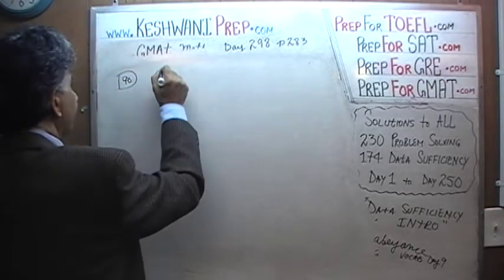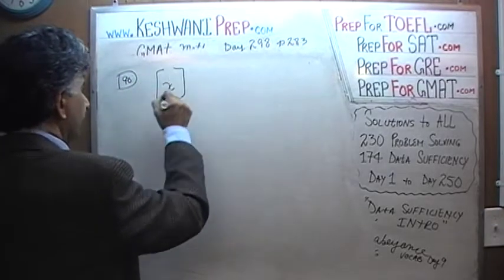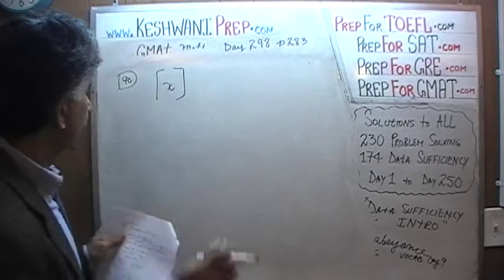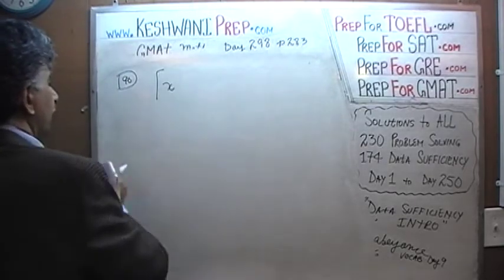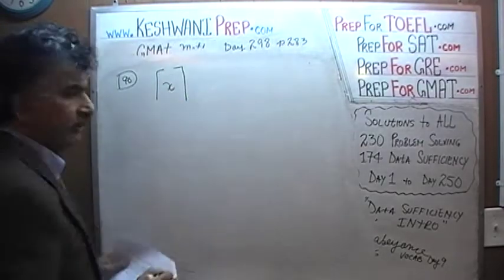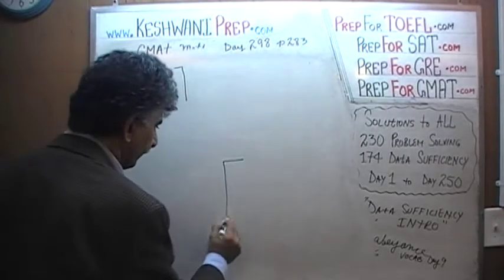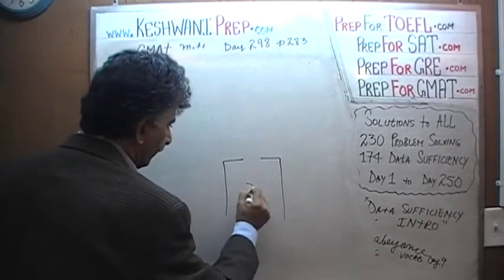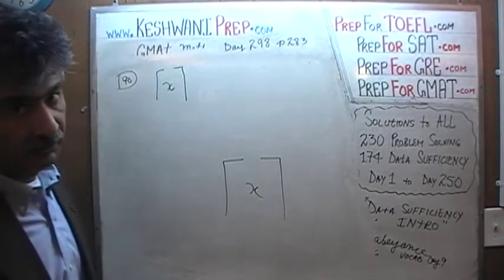Number 96 tells us that this symbol right here... Oh, sorry, I made a mistake, you see? This symbol right here, let me start. The symbol is like this. And they put a number in there. That's the symbol. Listen, read carefully, okay?